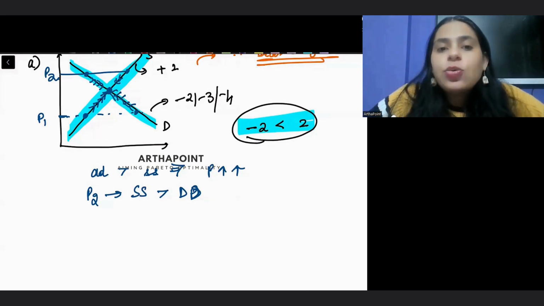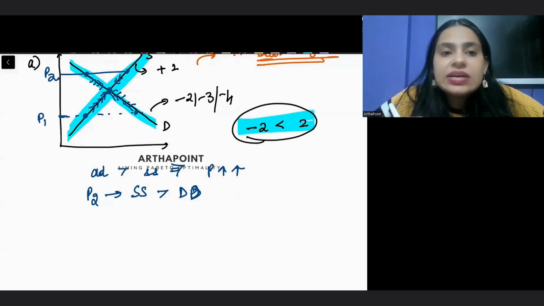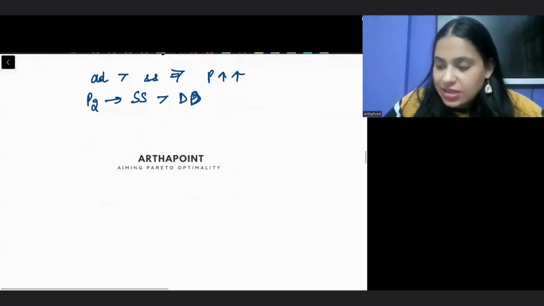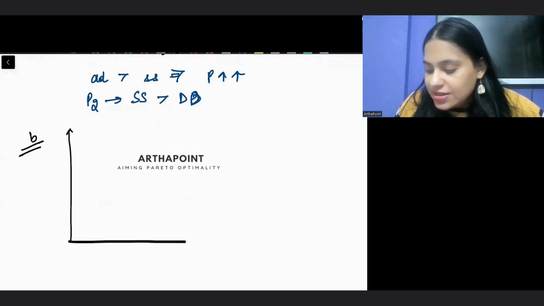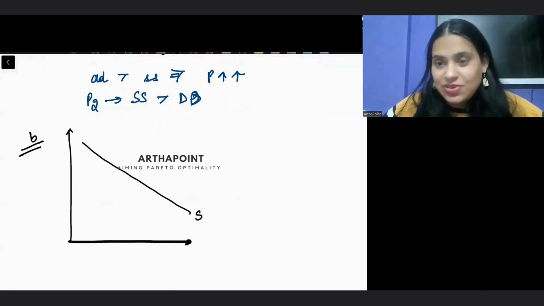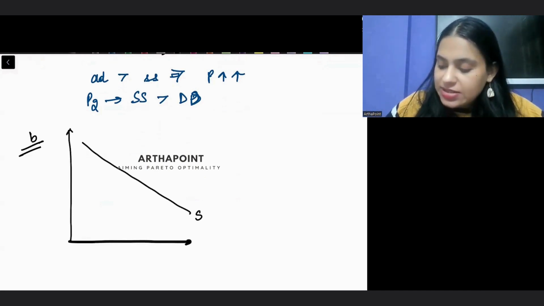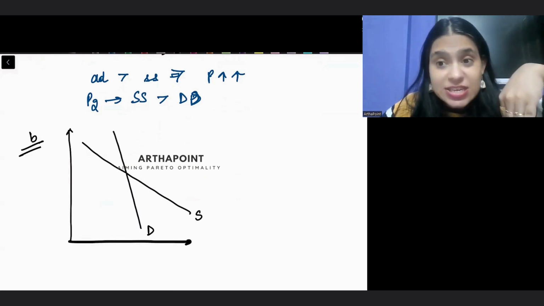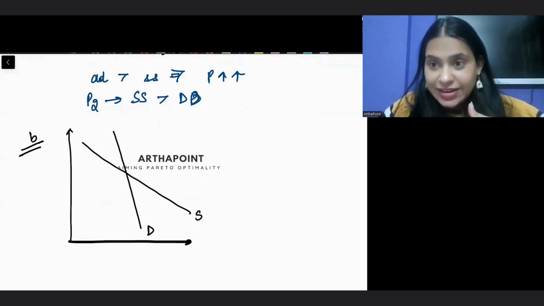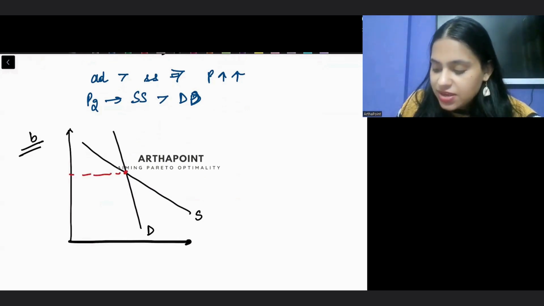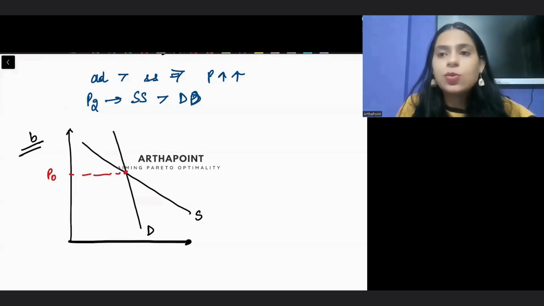Now what we can go ahead and do is we can take the second case. Now this is going to be interesting. Try to understand this thing. Let us take this to be the supply curve, a downward sloping supply curve. And let's take this to be the demand. Demand is steep, supply is flat. Okay, let us take this as where demand and supply are equal.